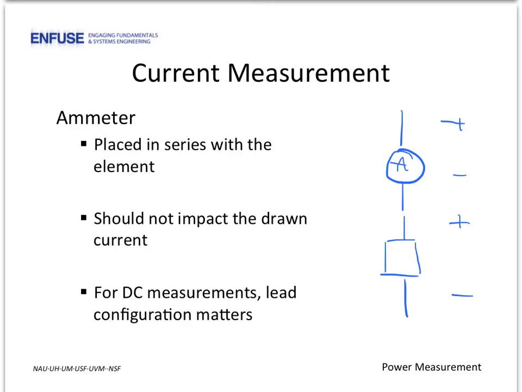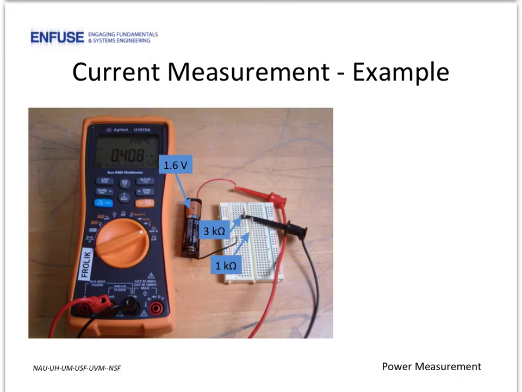As with voltage measurements, the lead configuration is important when doing current measurements if we have a DC circuit. For our current measurement example, we again consider the series circuit consisting of a 1.6 volt AA battery, a 3K ohm resistor, and a 1K ohm resistor. We see that the instrument is placed in series between the battery source and the 3K ohm resistor.